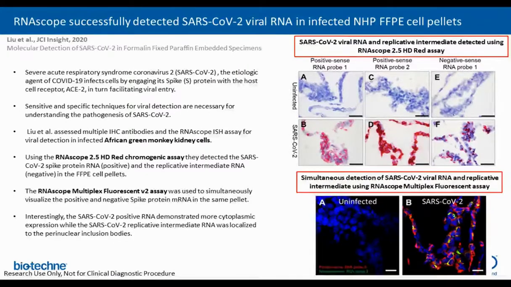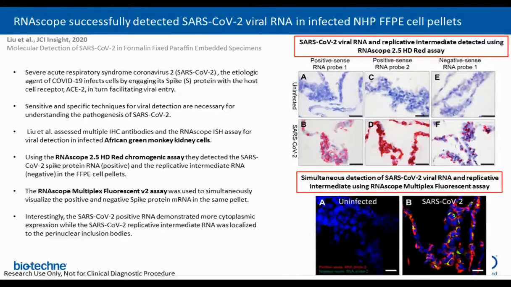This next paper came out of US Ambrid, and this was one of those early papers where scientists were trying to identify and evaluate commercially available reagents and assays for molecular detection of SARS-CoV-2 in infected FFPE cell pellets. Now, these researchers tested multiple IHC antibodies along with RNAscope ISH assay for viral detection in infected African green monkey kidney cells. In this first image, you'll see that they had used the RNAscope chromogenic assay to look at both the viral RNA as well as its replicating strand in FFPE cell pellets.